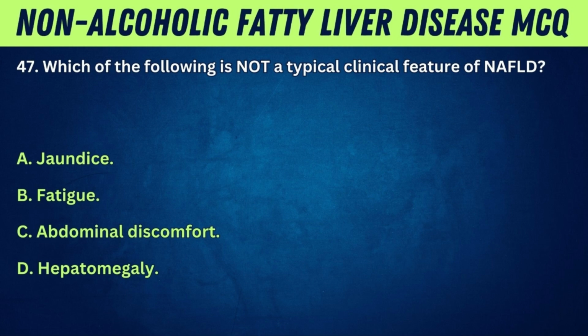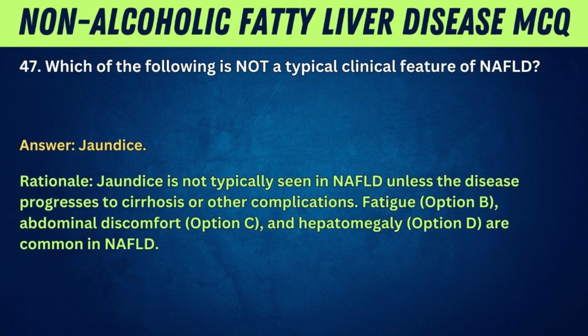47. Which of the following is not a typical clinical feature of NAFLD? A. Jaundice. B. Fatigue. C. Abdominal discomfort. D. Hepatomegaly. Answer: jaundice. Rationale: Jaundice is not typically seen in NAFLD unless the disease progresses to cirrhosis or other complications. Fatigue, option B, abdominal discomfort, option C, and hepatomegaly, option D, are common in NAFLD.